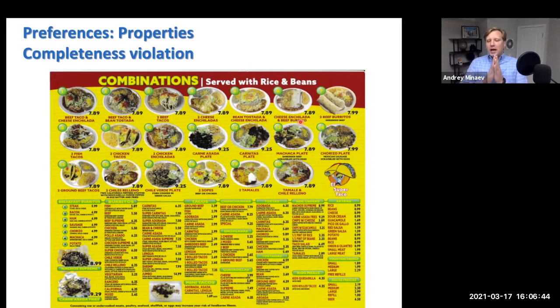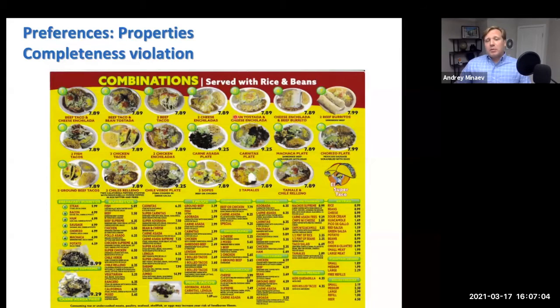Okay, so that is pretty much the completeness of our preferences. Again, if you have a set of different products, and you can compare any pair of these products, so for any two products you can say which one you prefer, then your preferences are complete.